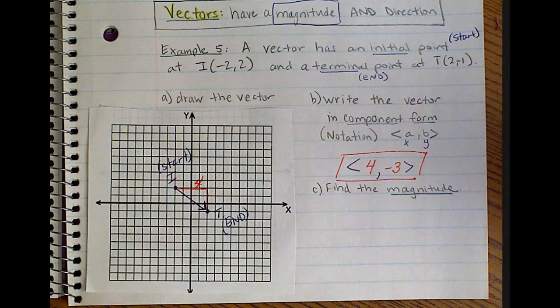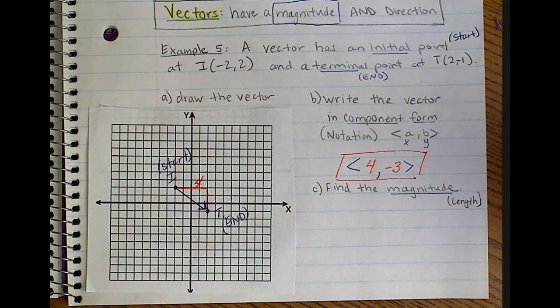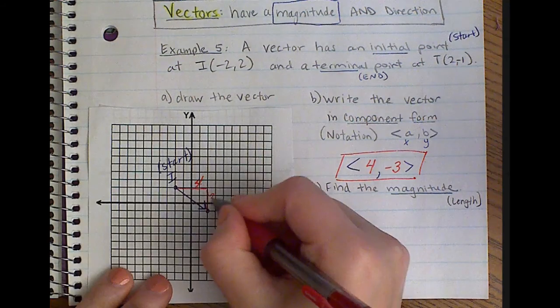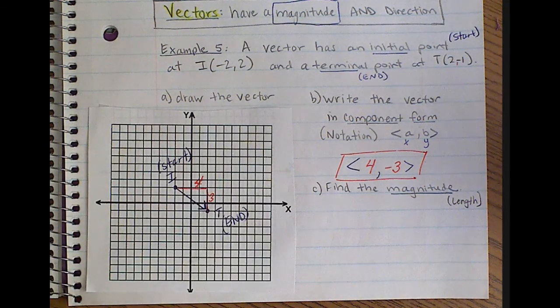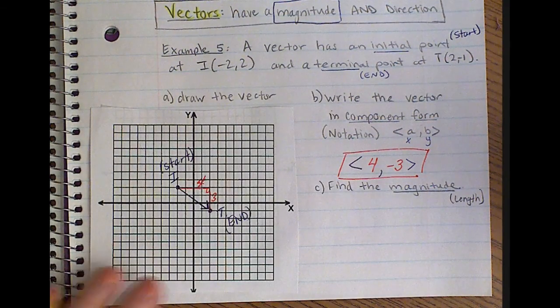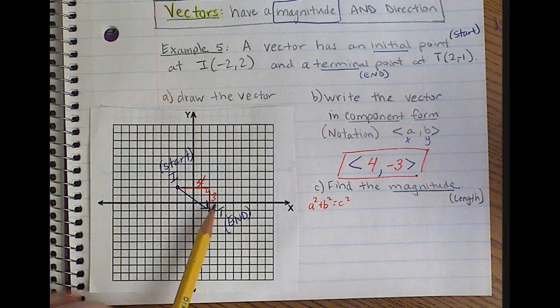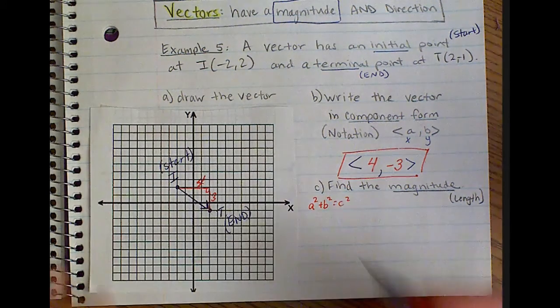C says find the magnitude. So I want to figure out, again, basically like the length of this vector. So you need to think way back. How do we find the length between any 2 points? There's 2 ways that you could do this. So some of you might be looking at the picture saying like, oh, that looks like a little right triangle. I remember doing, you know, a squared plus b squared equals c squared. The 3, the 4, those would be my legs. The vector would be my hypotenuse.